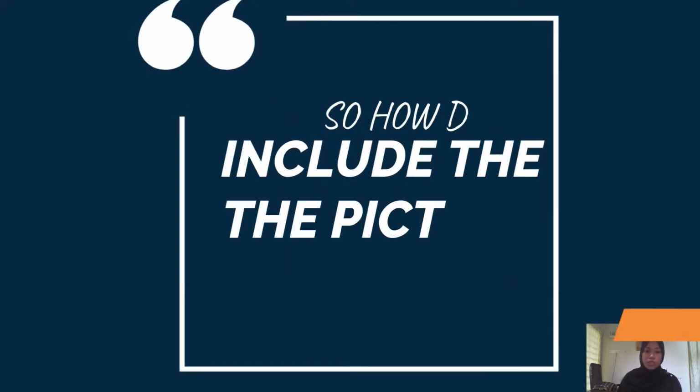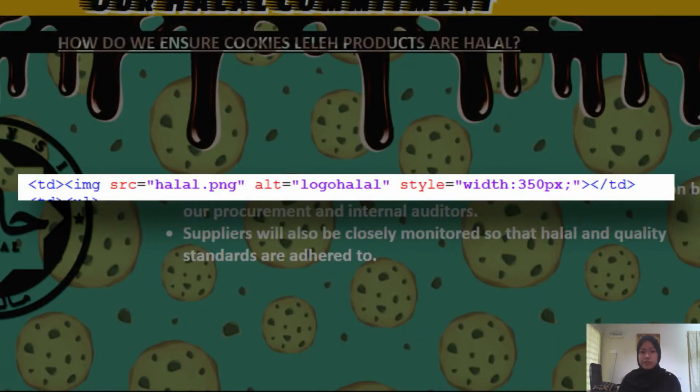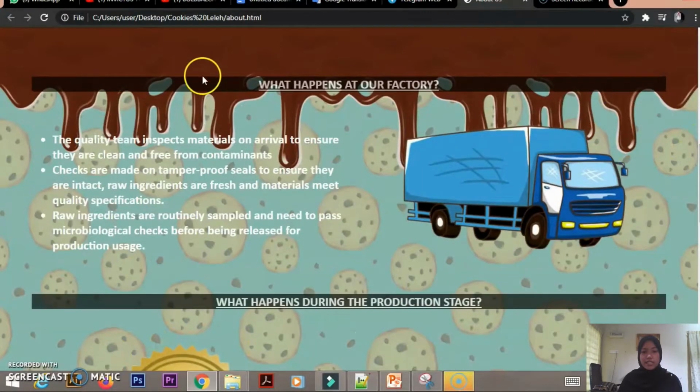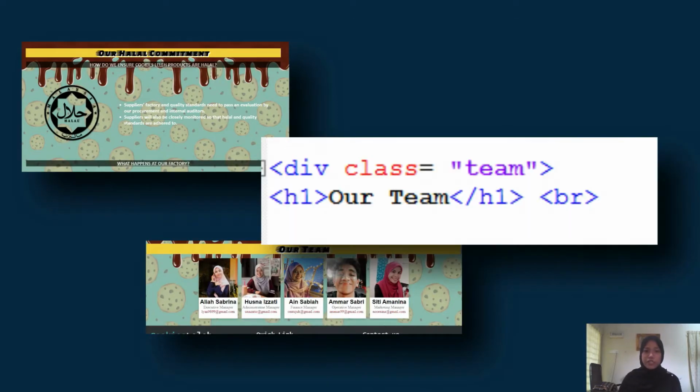So how do we include a picture inside a table? We use this coding. Use the td element and put the img tag and link with the picture in the same folder. The same goes for the second and third table. There are also td and th elements and also the colspan attribute. For the second and third header, we use div as a container for HTML elements to easily style it by using the class or id attribute.